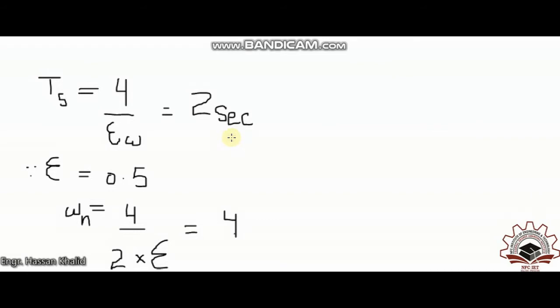Now let's find the value of the natural frequency omega n, so that we can easily evaluate the magnitude criterion. Since the defined settling time is 2 seconds and we know that Ts is equal to 4 over zeta omega n, and zeta is already defined in the question as 0.5, by substituting all the values we obtain the natural frequency to be 4 radians per second.